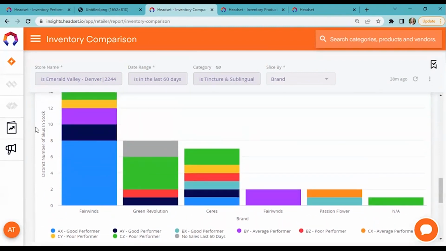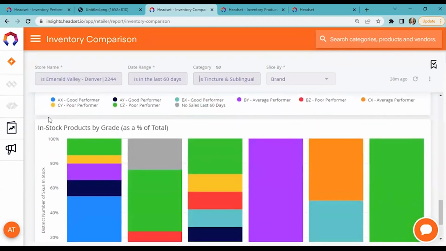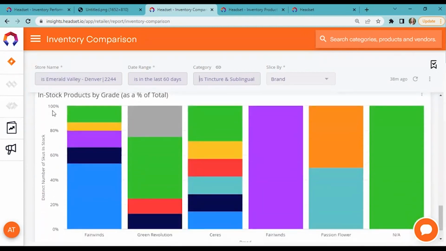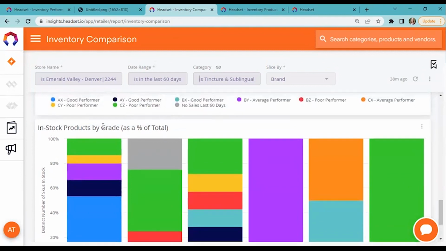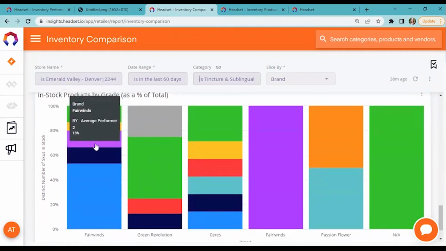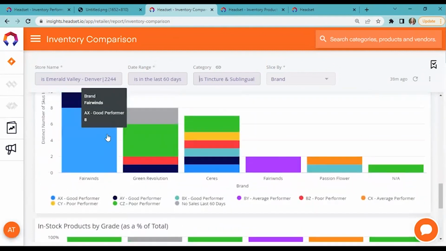You can clearly see what each brand's product mix is made up of in terms of good, average, and poor performers. Same thing down here. This is just a different way of looking at it: in-stock products by grade as a percentage instead of as an actual number of products that you have.